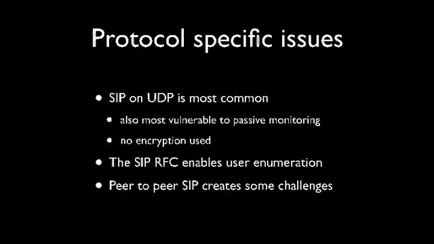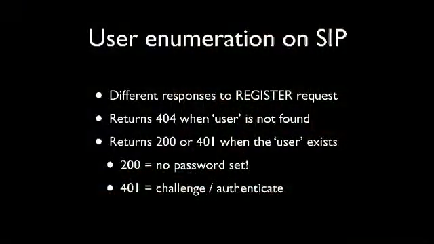That's a well-known security issue, but there are other security issues that are being exploited all the time nowadays. I'm going to talk about user enumeration and peer-to-peer SIP security issues. Let's look at user enumeration. You have different responses in SIP, just like HTTP. You have methods. In HTTP, you would have POST and GET. In SIP, you would have REGISTER, for example. And this allows you to register your phone, right?